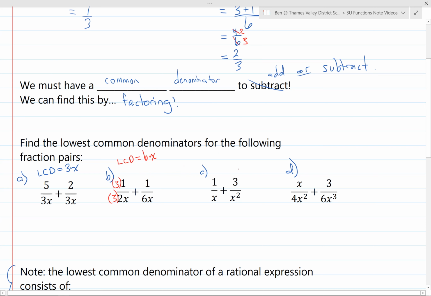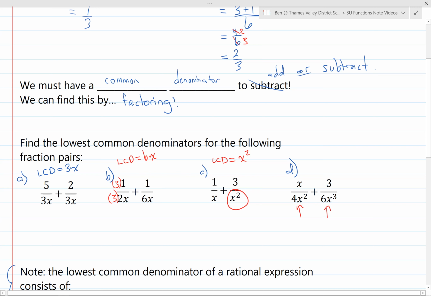In terms of question C here, okay, all of a sudden we no longer have coefficients involved, we just have variables. Because we have variables with different exponents, we need to take the one that has the exponent that's higher. So here, my lowest common denominator equals x squared. And finally, over here, then this is a combination problem.